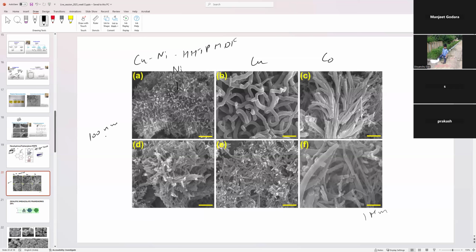The scale bar, so you can see they are very thin rods, so they are kind of 1D nanomaterials. Again, this diameter is 10, 15 nanometers. These are all bimetallic, copper nickel bimetallic MOFs.